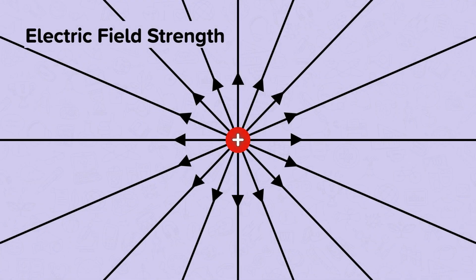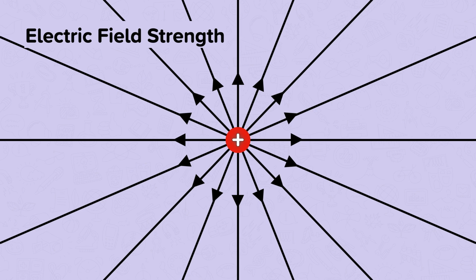The electric field also determines the magnitude of the force exerted on a charge that interacts with the field. For a charge at a particular point in the electric field, the size of the force exerted on the charge is determined by the strength of the electric field at that point. The stronger the electric field, the larger the force exerted on the charge at that point.